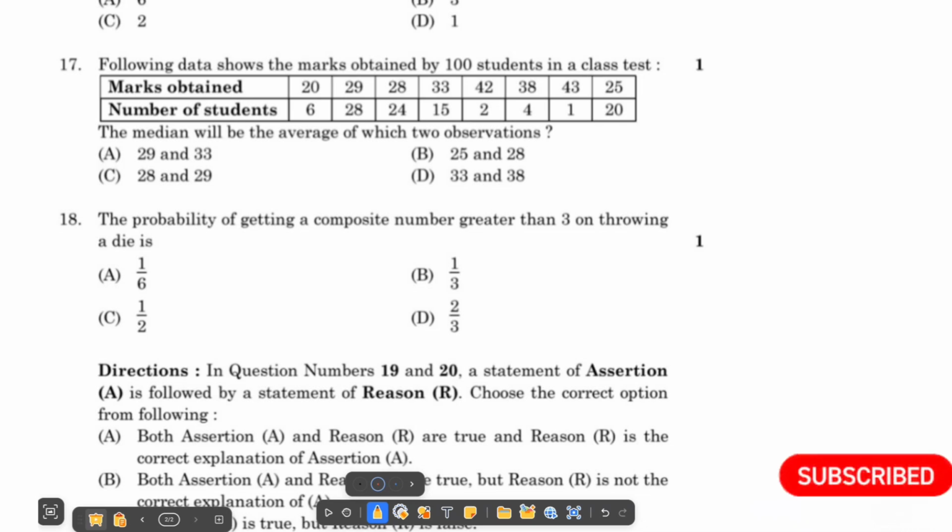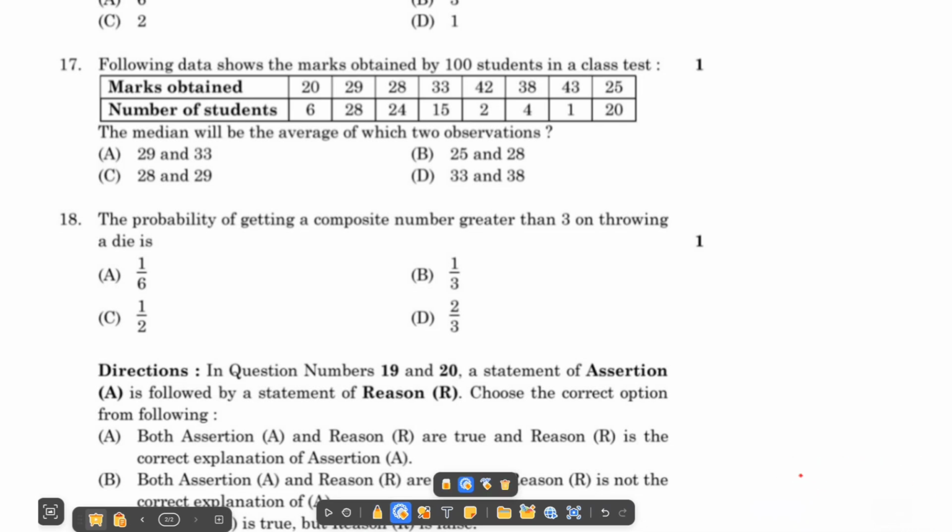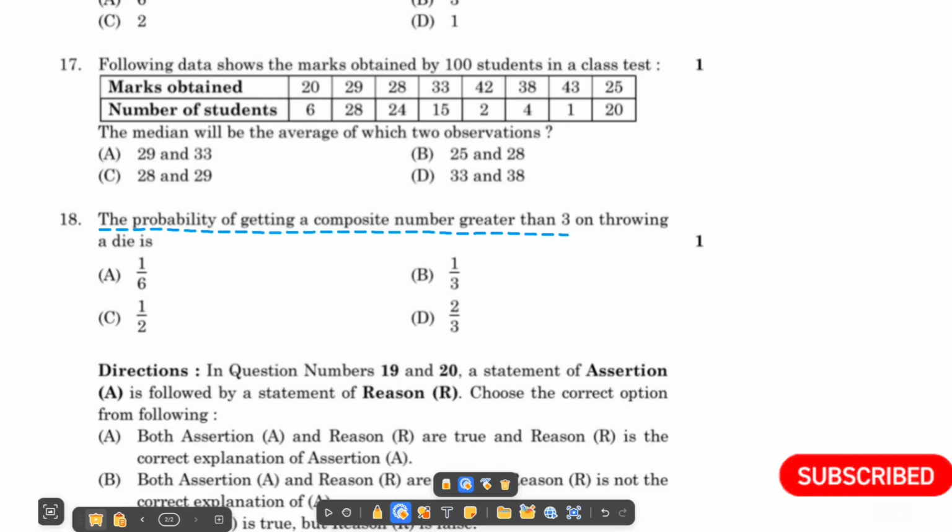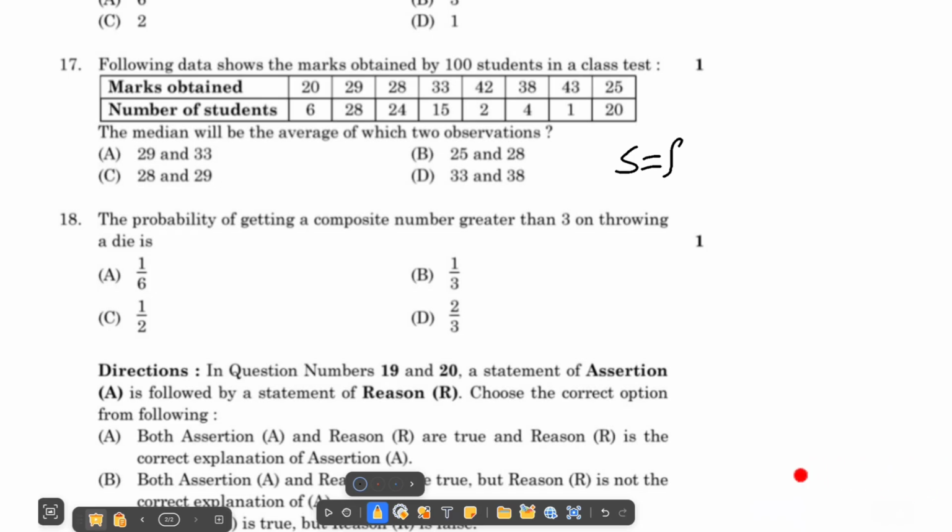Next, 18th question. What is the 18th question here? The probability of getting a composite number greater than 3 on throwing a die. When a die is thrown, what is the probability of getting a composite number greater than 3? So let's check what the possible outcomes are when a die is thrown. A die has 6 faces, therefore the possible outcomes are 1, 2, 3, 4, 5, 6.